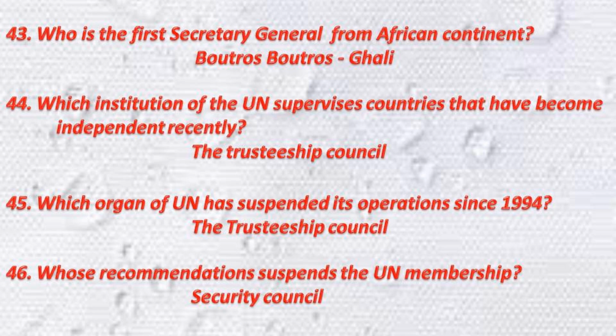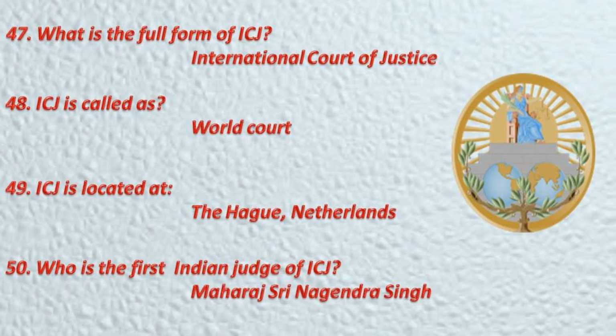45. Which organ of UN has suspended its operations since 1994? The Trusteeship Council. 46. Whose recommendations suspends the UN membership? Security Council. 47. What is the full form of ICJ? International Court of Justice.